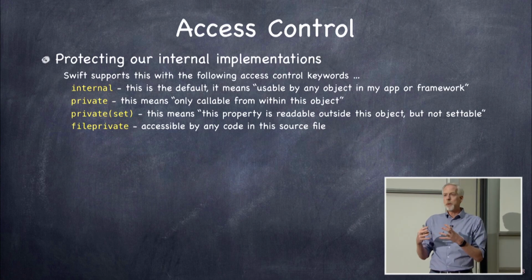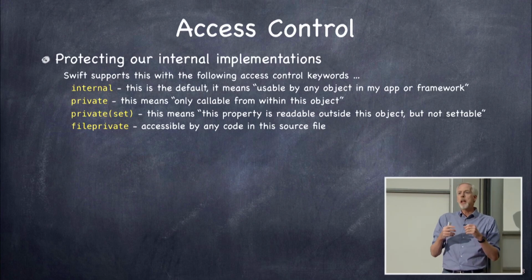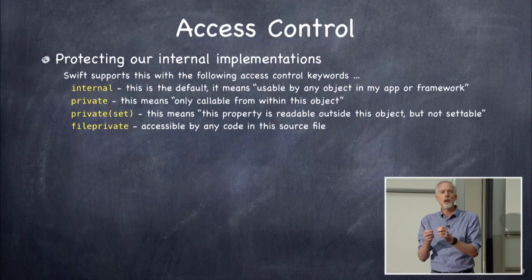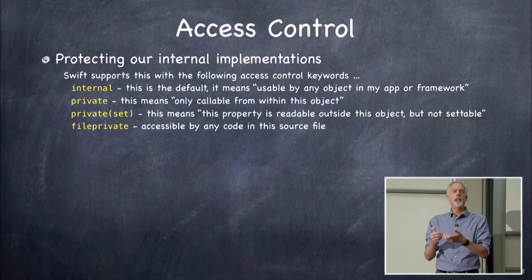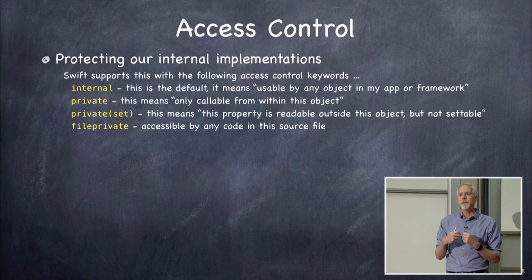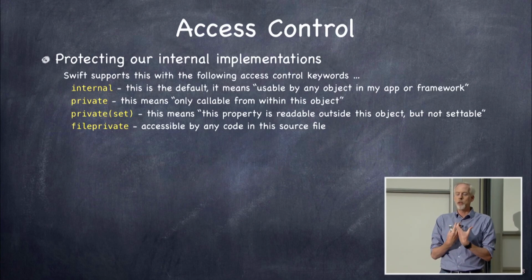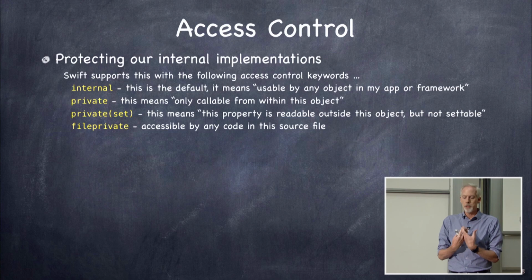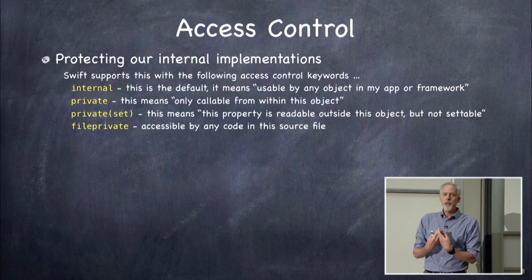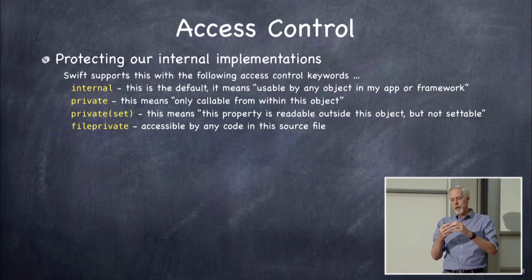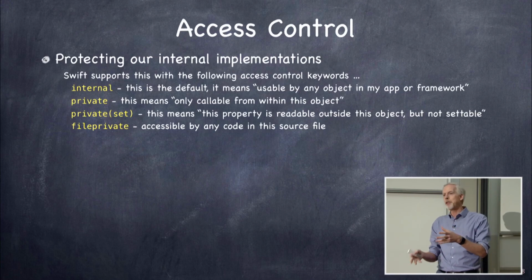Private set is almost exactly the same. It's only for vars. It means that setting this var is private, but getting it is not private. So you allow people to get the var, access it, but they cannot set it. That's your purview. Your internal implementation sets it. We'll see a good example of that in Concentration. And then there's file private. In a Swift file, you can have multiple classes and structs in there.